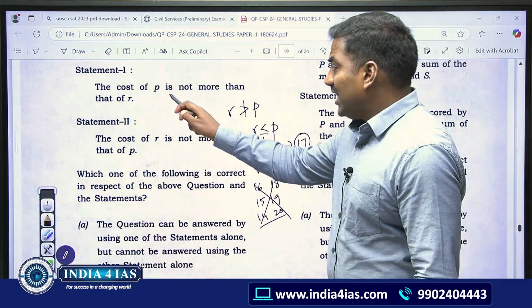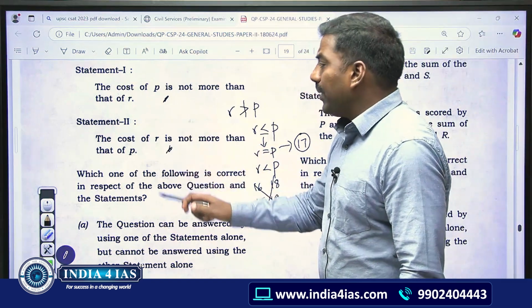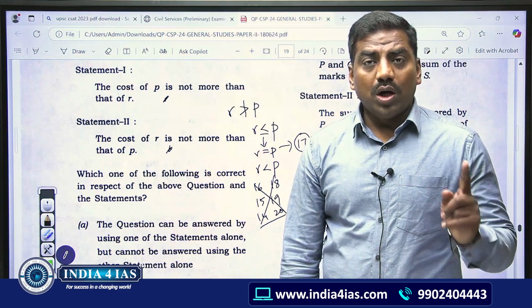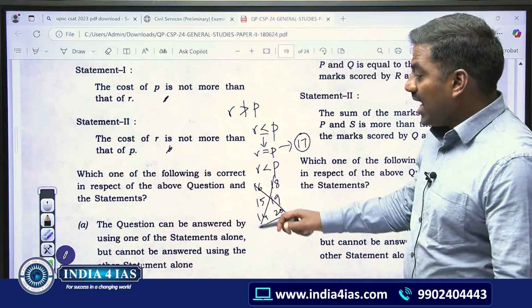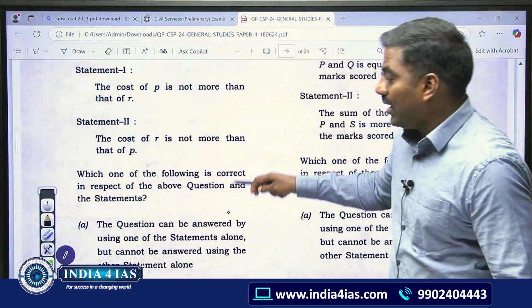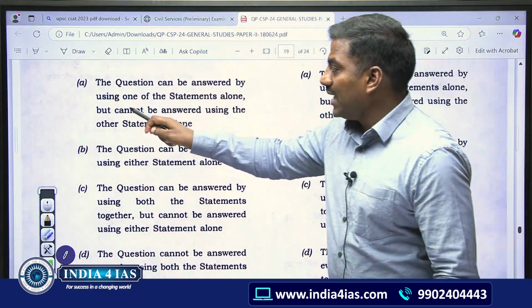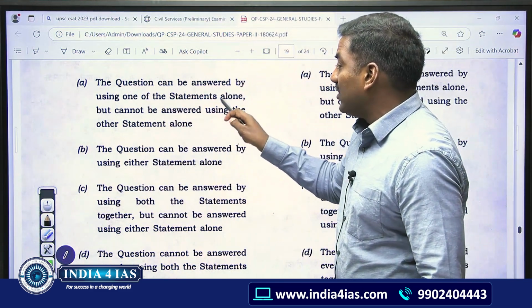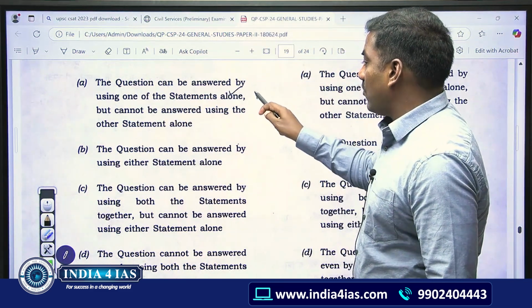Now, statement 1 or statement 2 are enough. Either statement 1 alone or statement 2 alone is enough to answer this question. That is why you have to be extra careful while reading these answers. Look at the answer 1. The question can be answered by using one of the statements alone. Yeah, it is either 1 or 2.